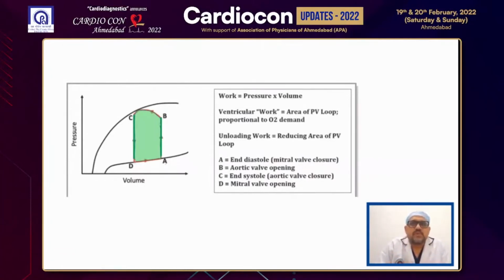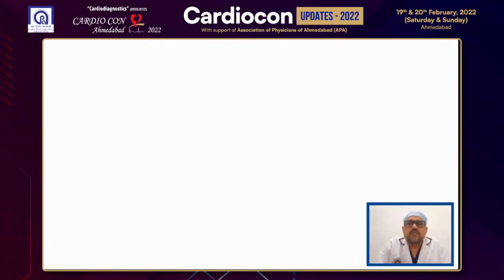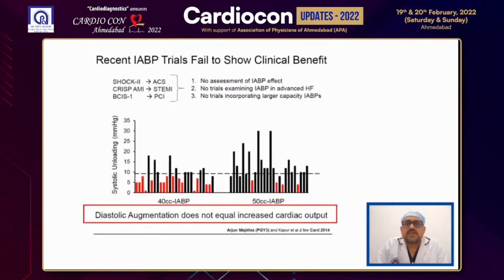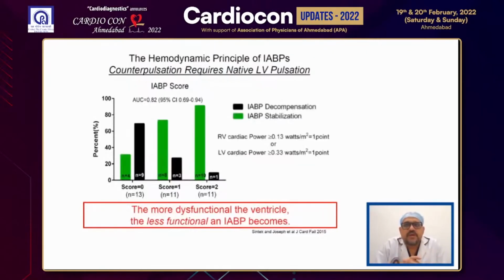The area under the PV loop here in green corresponds to ventricular work, which directly corresponds to oxygen demand. So the device which reduces the PV loop area the most best unloads the ventricle. And IABP works on the basis of counterpulsation and reduces relative myocardial oxygen demand. But having said that, diastolic augmentation alone does not equal increased cardiac output, and recent trials fail to show clinical benefit. It is also important to note that counterpulsation requires native LV pulsation as well, and therefore has its own limitations.